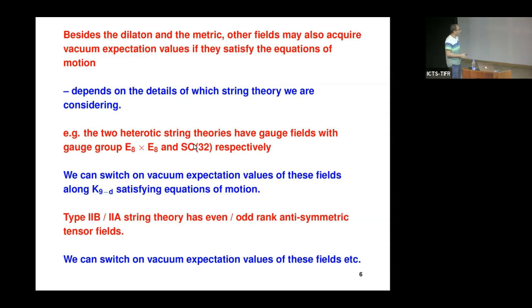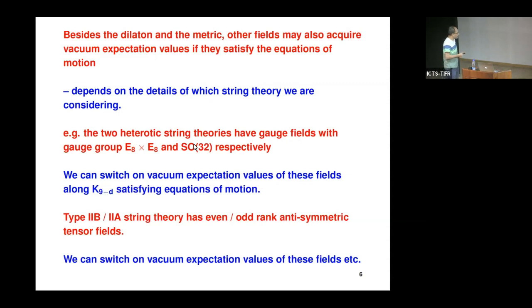So, for example, of the 5 string theories, 2 of them are called heterotic string theories. They have gauge fields with gauge group E8 times E8 and SO(32). And we can switch on vacuum expectation values of these fields along this compact space, again subject to the condition that they satisfy equations of motion. And those become new parameters that label the solution.